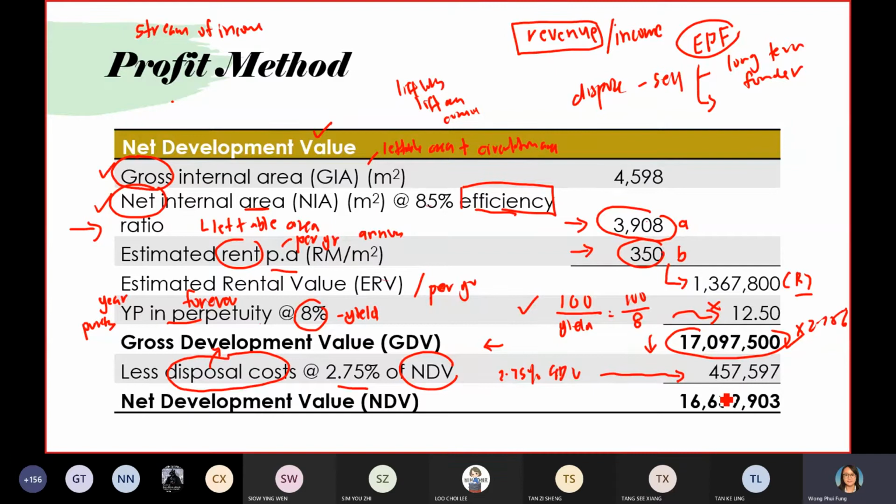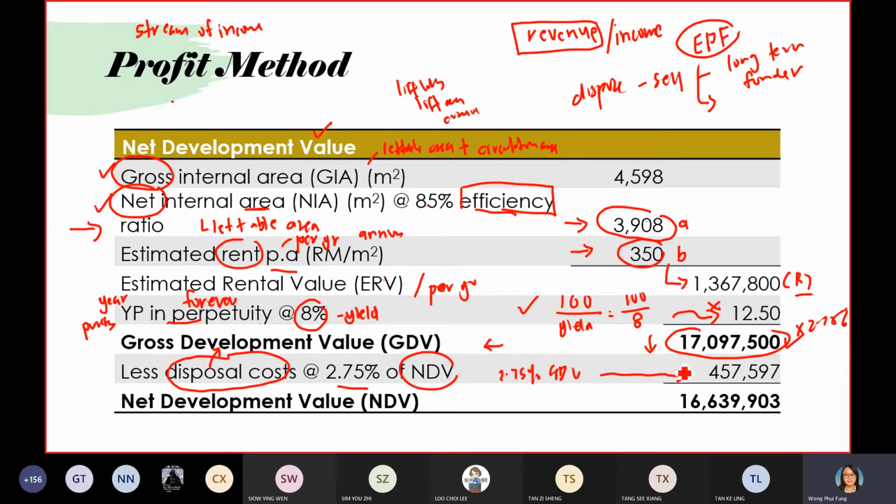Okay, what are the costs incurred? The disposal costs incurred are such as stamp duty, legal fee, agent fee, for example. So all this is actually part of the disposal cost. The disposal cost refers to stamp duty, tax, agent fee, legal fee, lawyer fee, because they need to prepare the legal documents to transfer the whole property to EPF. So all this they need to pay.